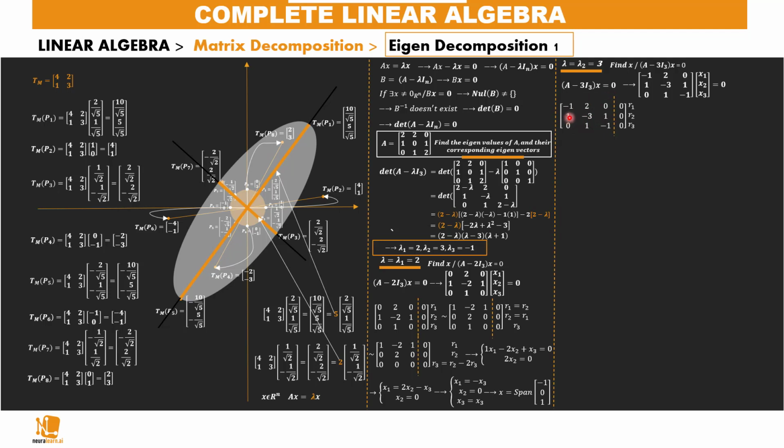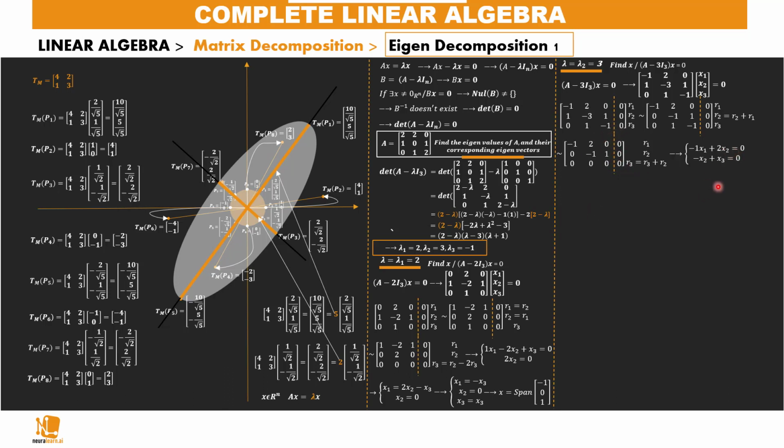Notice that adding up these two elements gives 0. And so we have R2 equals R2 plus R1, and this turns this part to 0. And then to eliminate this one, we have R3 equals R3 plus R2, which gives us a row with all zeros. Now we've gotten the echelon form.